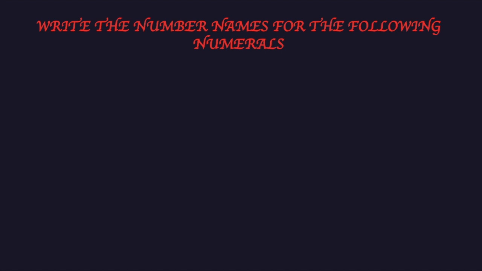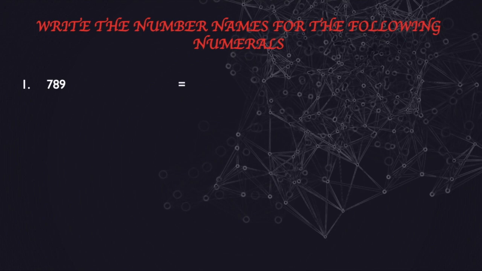Next one, write the number names for the following numerals. Here they have given you the numerals, that is numbers, and you have to write the number names for those. Come, let us write. First one, 789. So we have 7, 8, 9. 9 is in ones place, 8 is in tens place, and 7 is in hundreds place. So the answer will be 789.